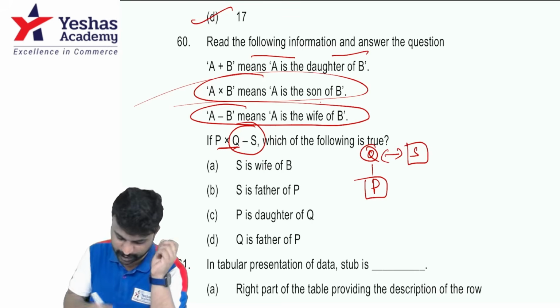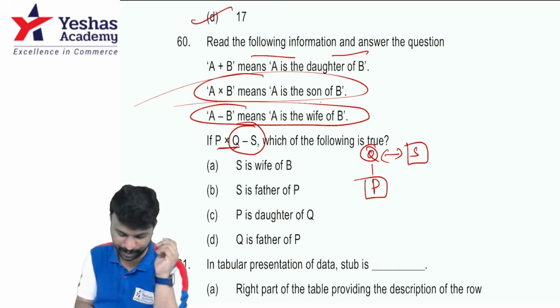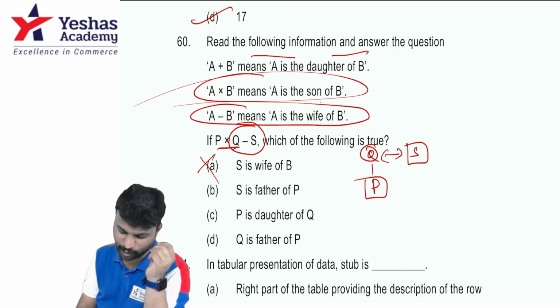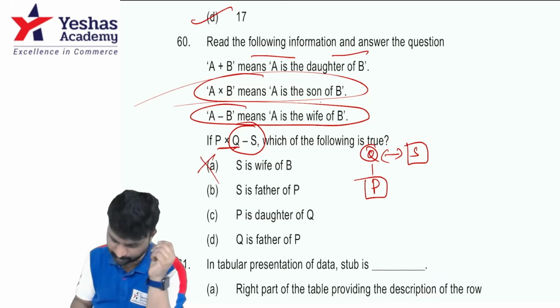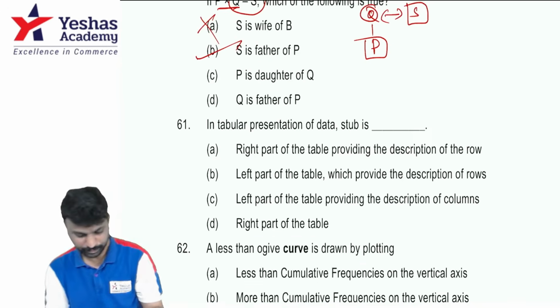The question is, which of the following is true? S is wife of B. No, there's no B only, right? S is father of P. S is definitely a father to P. Option B is the right answer.